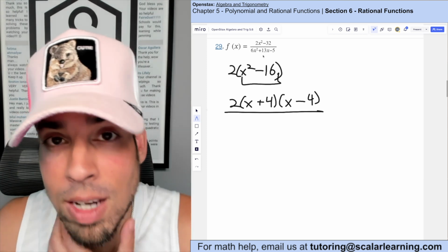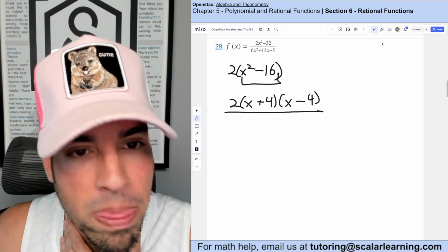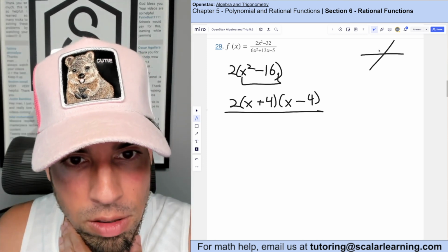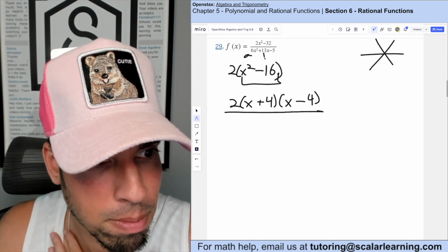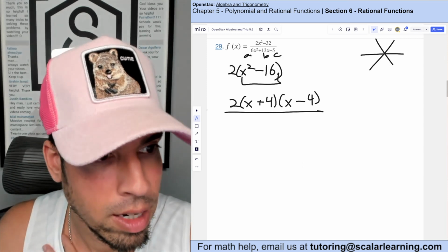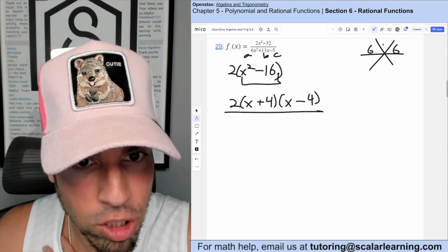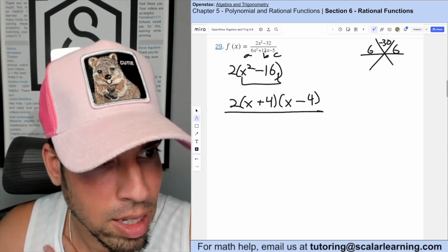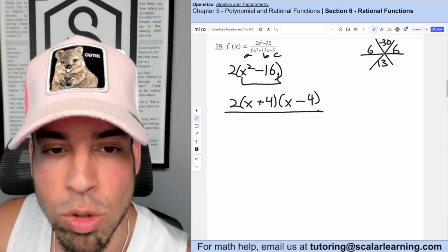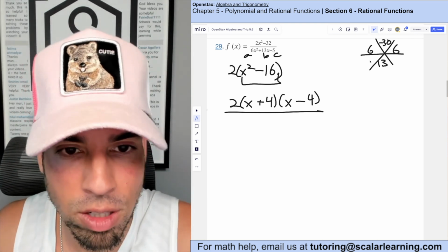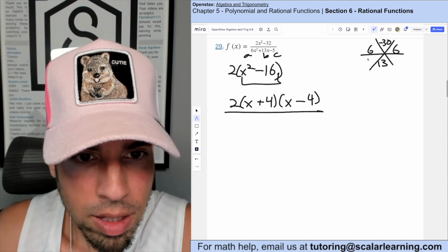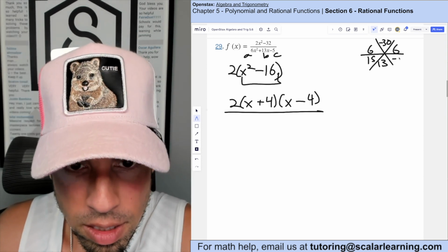Now let's factor the denominator, but we got a leading coefficient. So we're going to use the nice star method where we've got a, b, and c. And a goes here and here. A times c, 6 times negative 5, which is negative 30, goes up top. And then b, 13, goes down here. So what two numbers multiply to negative 30 and add to positive 13? That would be 15 and negative 2.